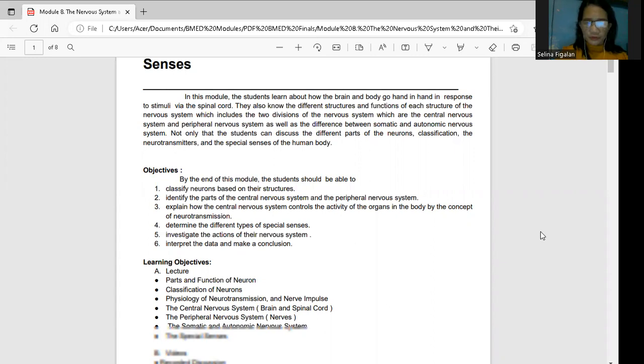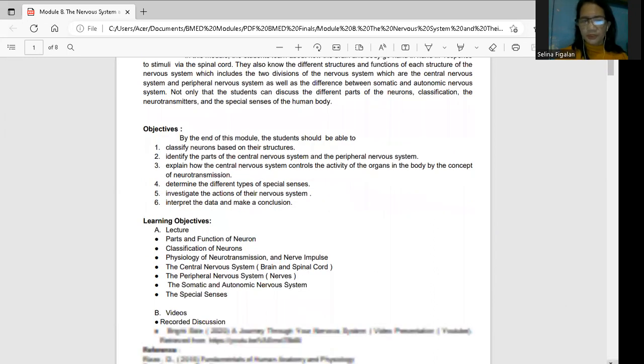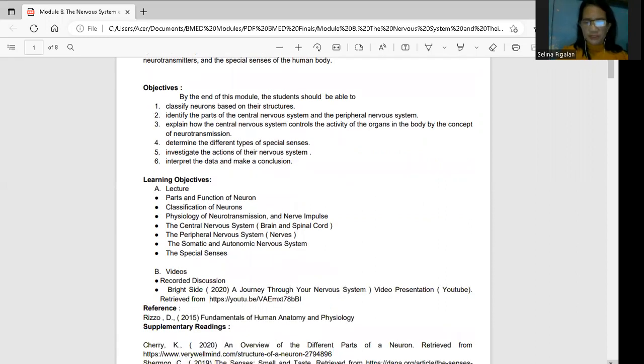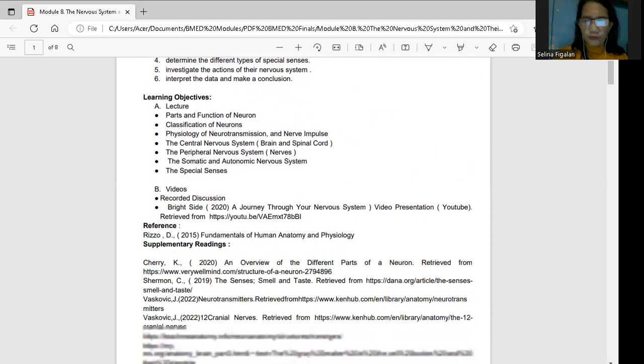In your lectures, you will see the different types or the classification of neurons. As I mentioned earlier, about neurotransmission, there are two classifications of your nervous system, the central nervous system and the peripheral nervous system. Then the difference between the somatic and the autonomic nervous system, which is part of your nervous system, and then the special senses. So let us first know about the overview of the nervous system.